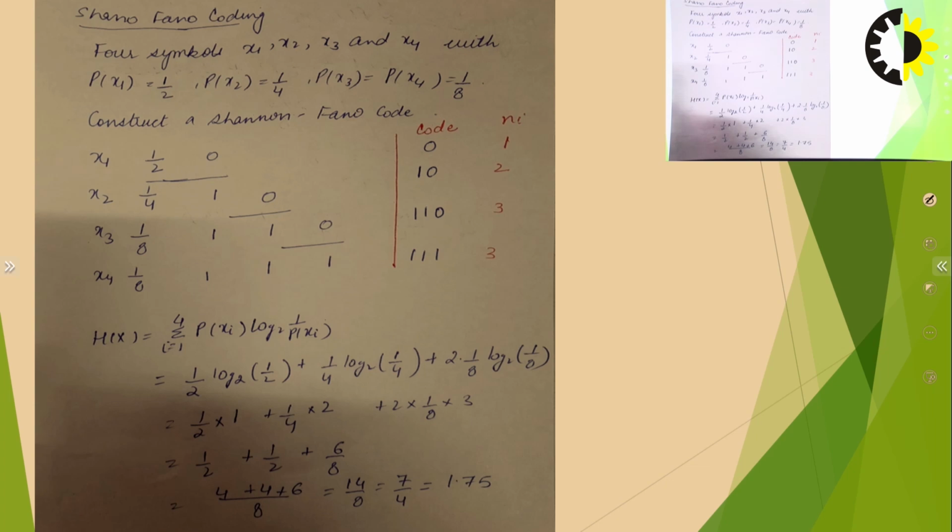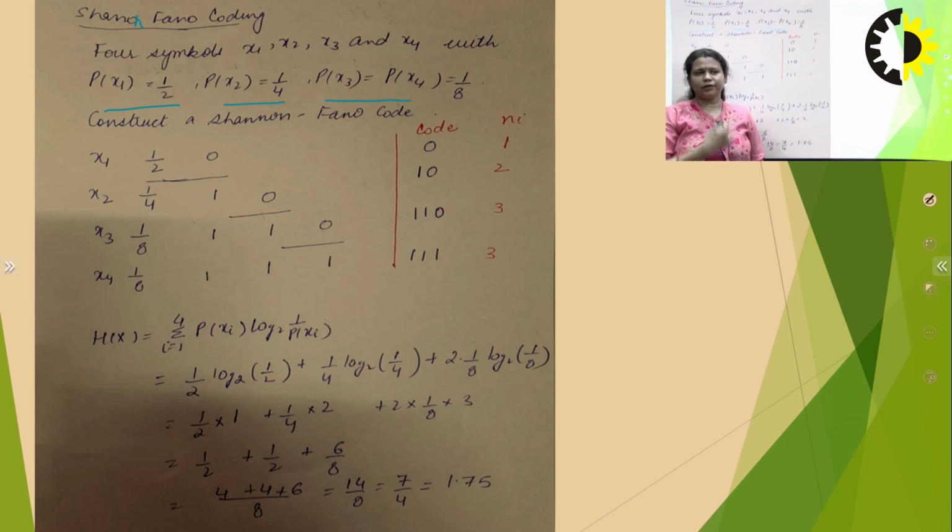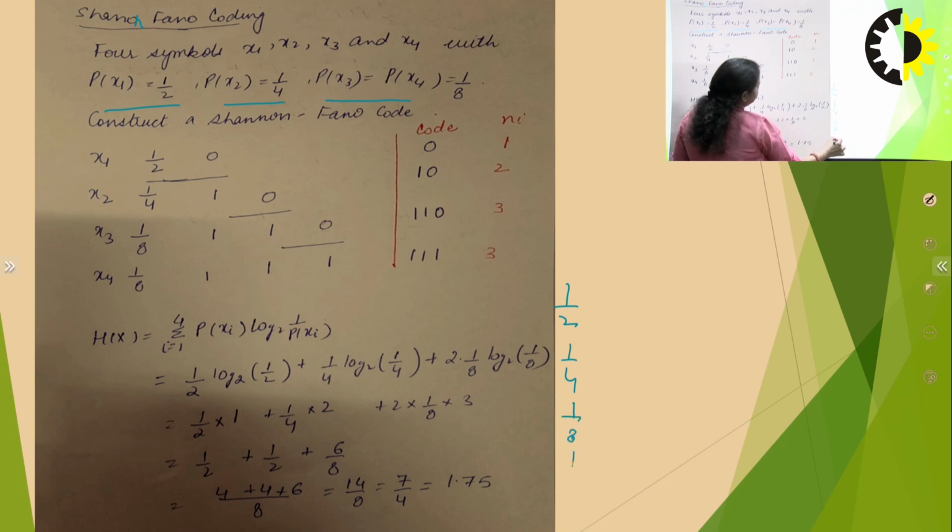So this is an example I have taken. 4 symbols, x1, x2, x3 and x4, with probabilities. These are the 4 probabilities according to the symbols given, where x3 and x4 have the same probability, 1 by 8. And you have been asked to construct a Shannon-Fano code, and then they may ask for the entropy, efficiency, redundancy, anything they can ask, right? So first I have divided this. Basically you have been given 1 by 2, 1 by 4, 1 by 8, 1 by 8, right?